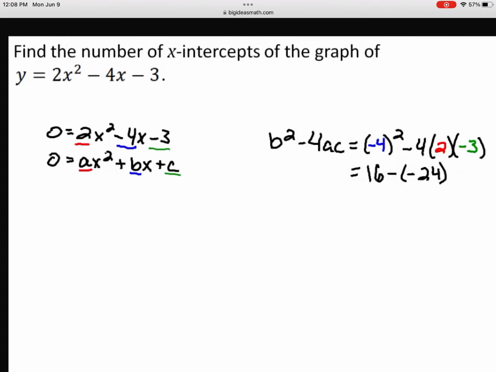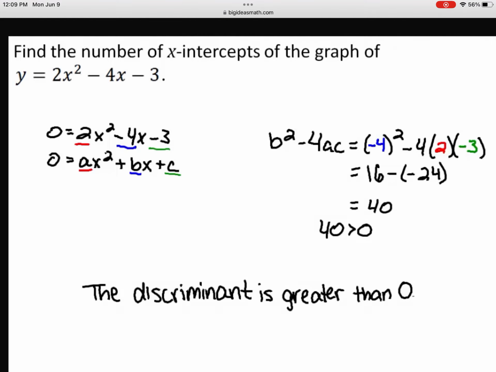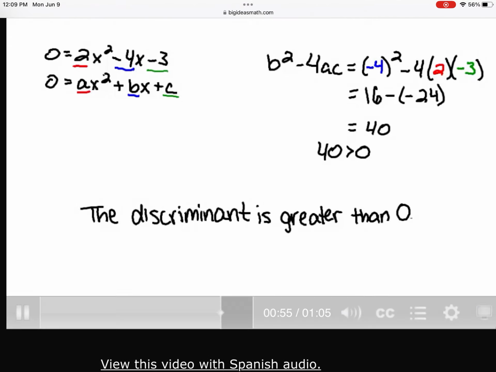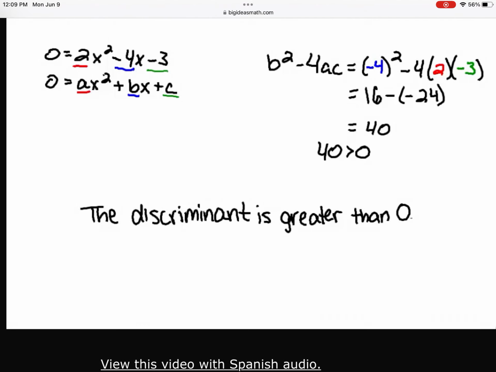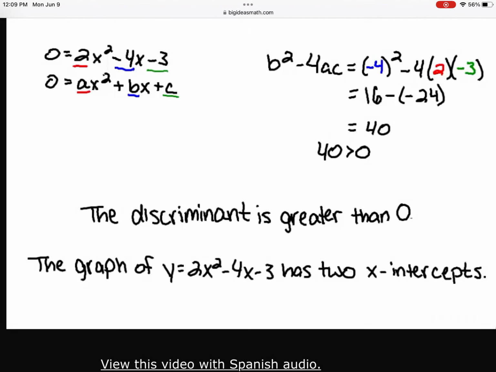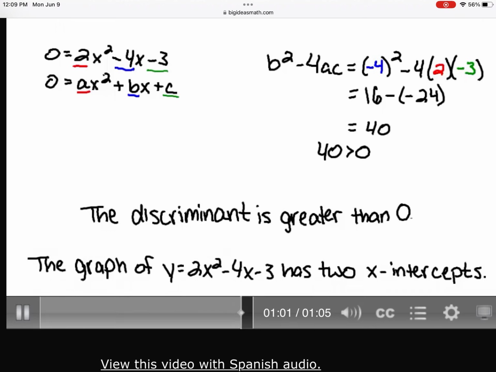16 minus negative 24 is 40, and 40 is greater than 0. Because the discriminant is greater than 0, the equation has two real solutions. So the graph of y equals 2x squared minus 4x minus 3 has two x-intercepts.